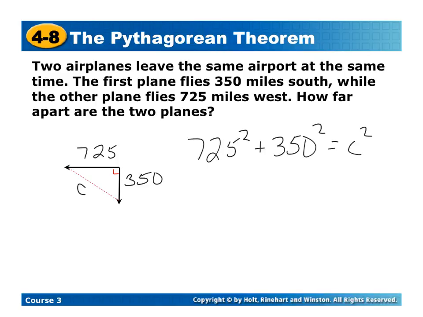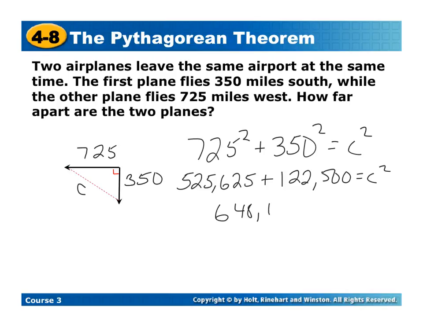So 725 squared is 525,625, and 350 squared is going to be 122,500, and then we're going to add those two together for a total of 648,125. And because we're looking for that hypotenuse, we're just going to go ahead and take the square root of that.